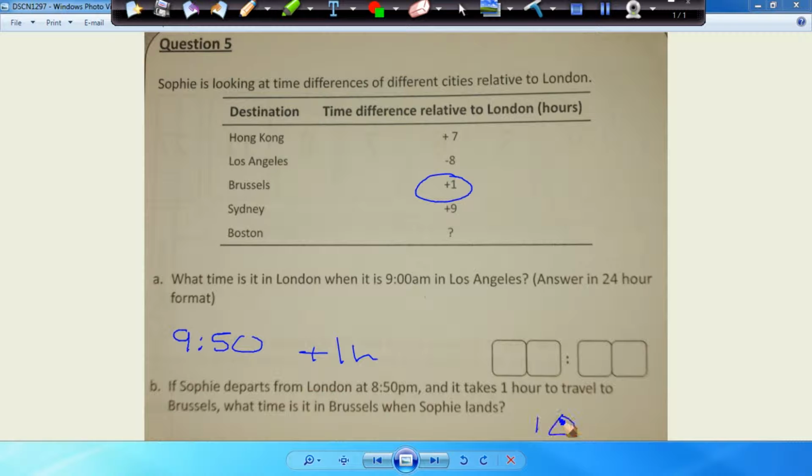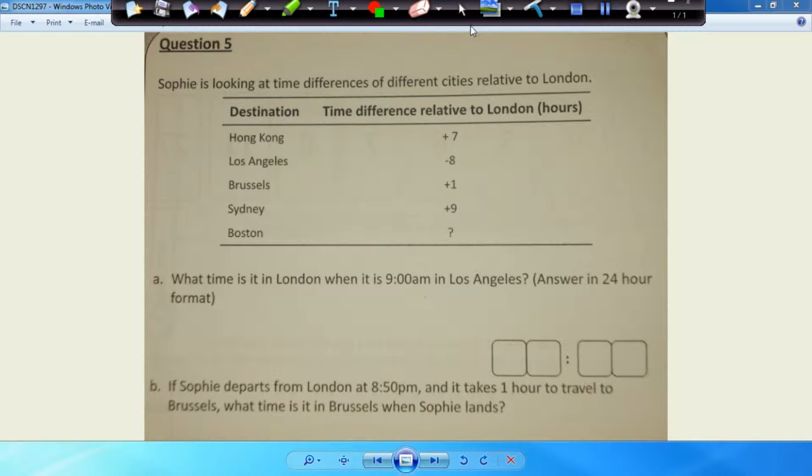So part B will be 10:50 in terms of PM. They want the answer in PM. Okay, that's done. For B it is 10:50 PM. Okay, we happy with that? Yeah. Okay, next question.